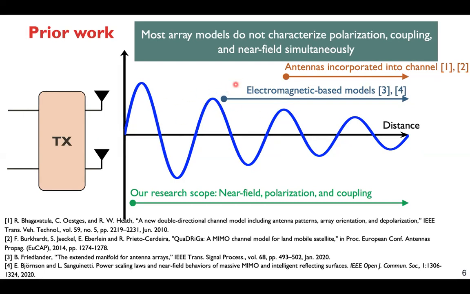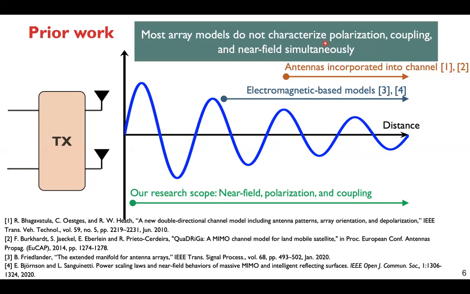But the issue with these prior works is that most of them do not simultaneously characterize all of the important effects. And what we're calling important effects here include polarization, coupling, gain patterns, near field, and so forth. All of these effects are important, but most works tackle these effects individually or maybe lump models together to account for all of them simultaneously.